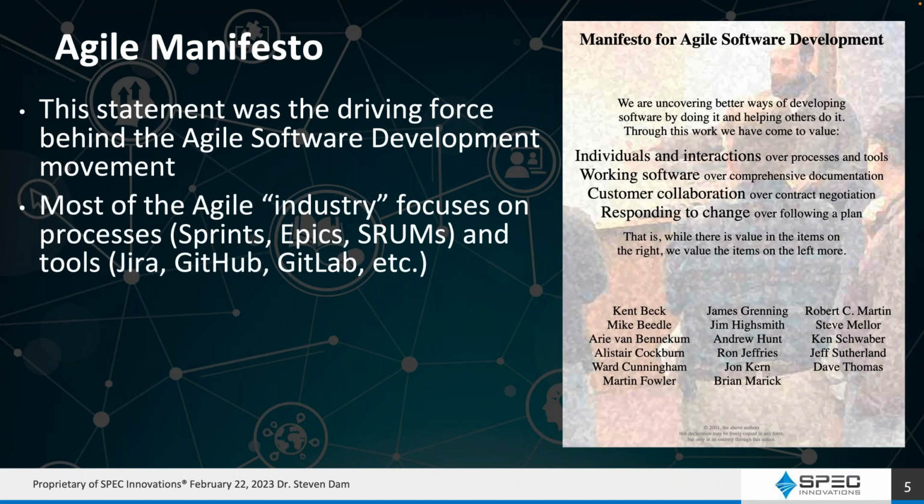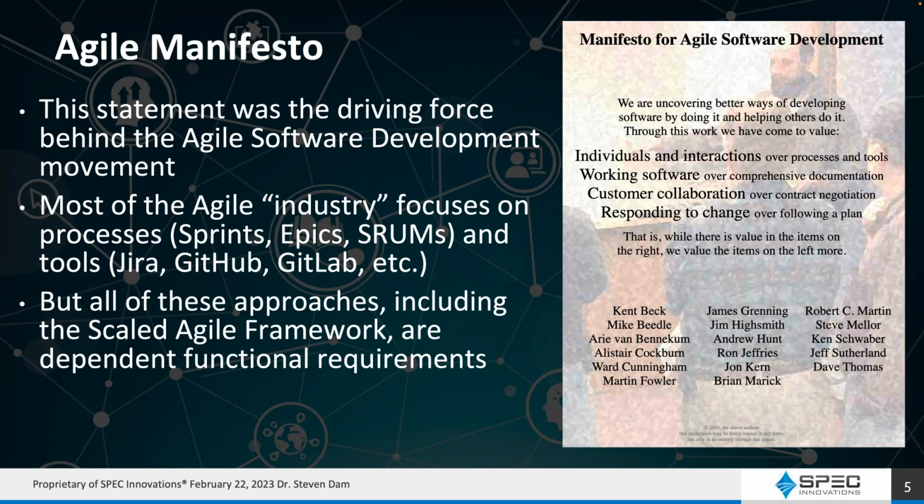But the funny part is that most of the Agile industry focuses on process, really. It's sprints and epics and scrums and tools, Jira, GitHub, GitLab, all these kinds of tools. There's a big focus on those things as well. So it's kind of the opposite of what the manifesto says, seems to be the big push, particularly, of course, from tool vendors. They're going to always be pushing the tool and the processes and things like that.